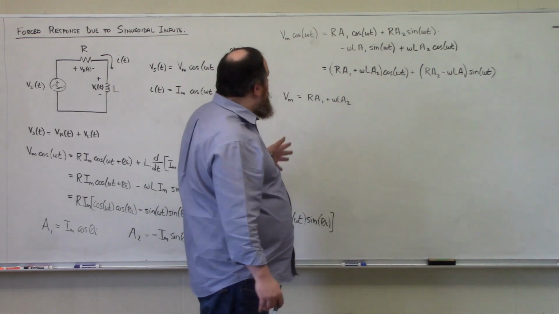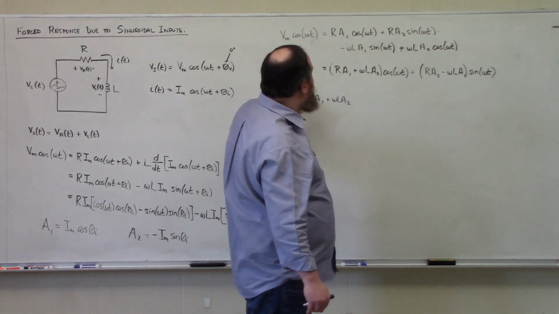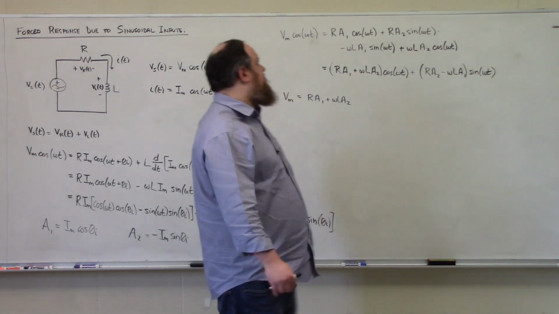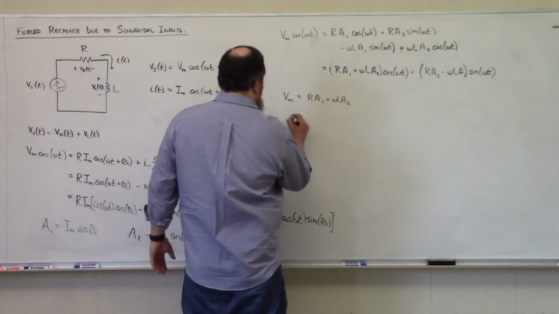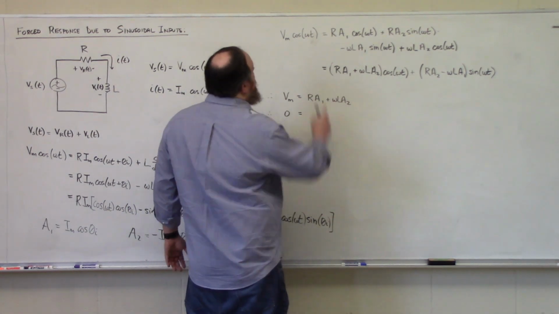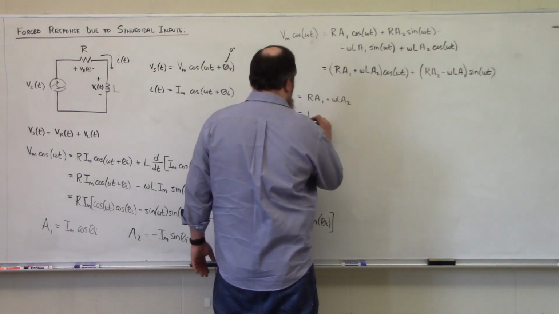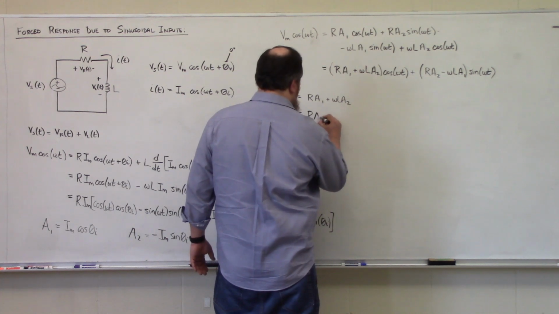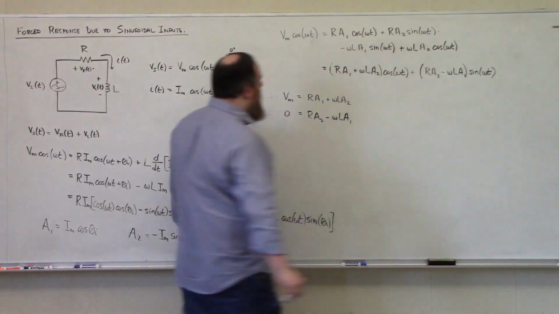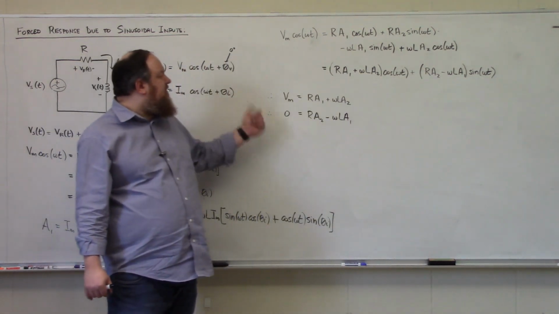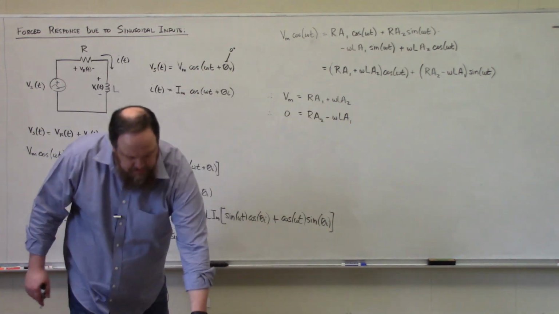This is a method of undetermined coefficients, I believe is what it's called. So if we know the coefficient of the cosine term on the left-hand side of the equal sign, that has to be equal to the coefficient of the cosine term on the right-hand side. Similarly, 0, which is the coefficient of the sine term on the left-hand side, must be equal to R A2 minus omega L A1. So we have a system containing two equations with two unknowns, A1 and A2, and we can solve these.